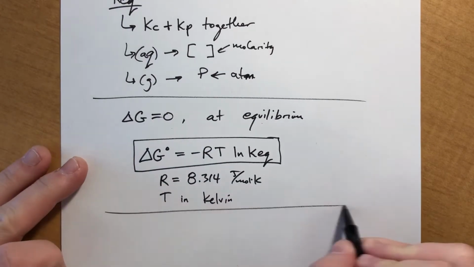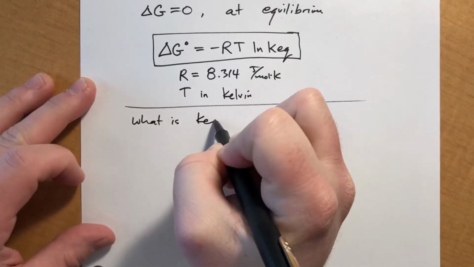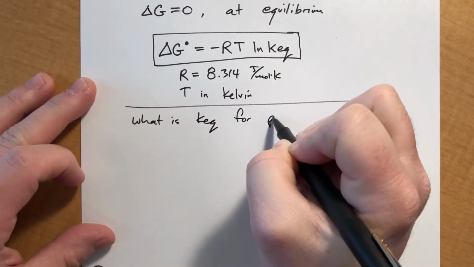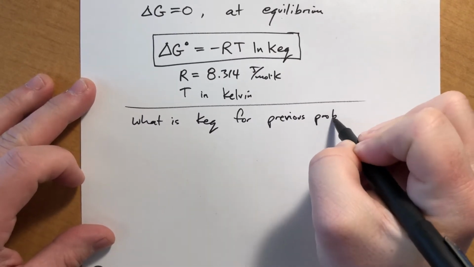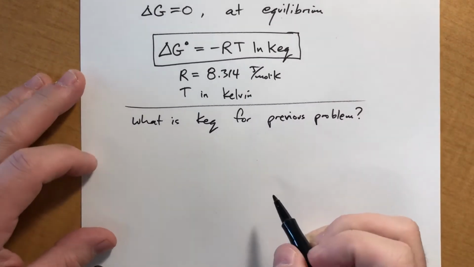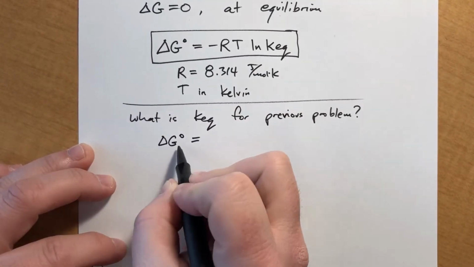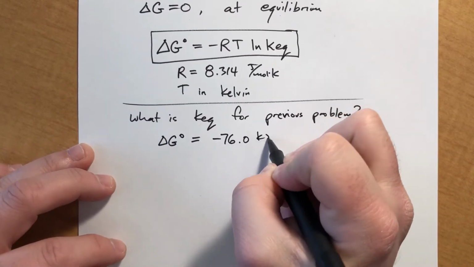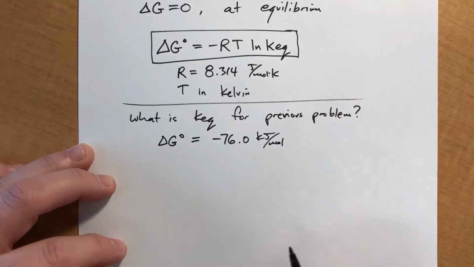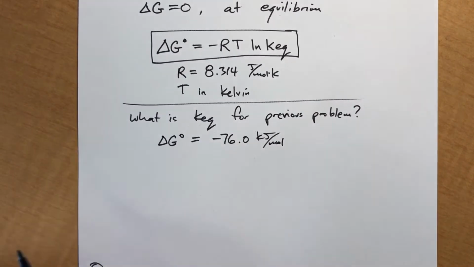Let's just try it. We want to know what Keq is for the previous problem. It's not in this video, but obviously you have access to the previous video. In that problem, we solved for delta G at standard conditions, and it came out to be negative 76.0 kilojoules per mole. Let's solve for Keq at room temperature, 298 Kelvin.